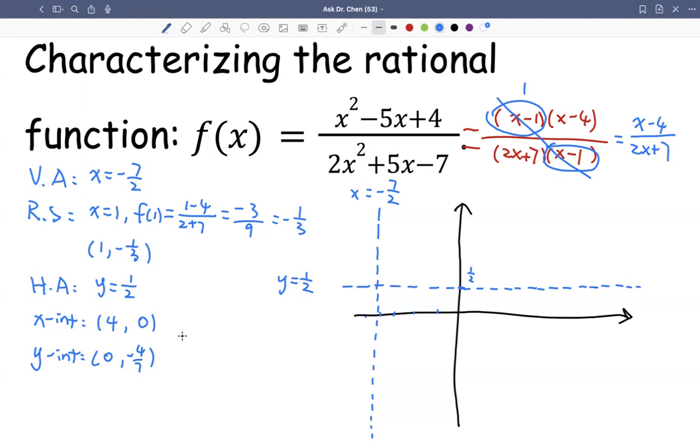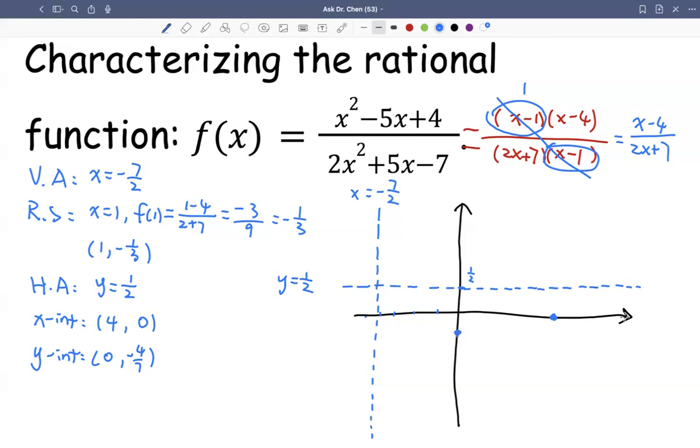Then the x-intercept is (4, 0). Since this is -3.5, -4 is a little bit longer than that. So we have (4, 0) and then (0, -4/7). -4/8 is -half, so -4/7 is a little bit bigger than -half. It's approximately here. So that's the y-intercept.